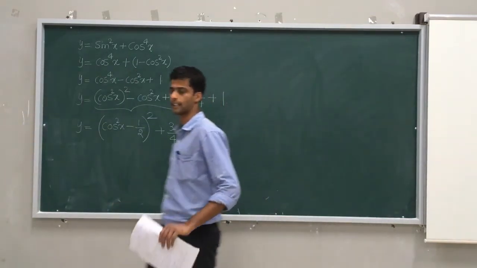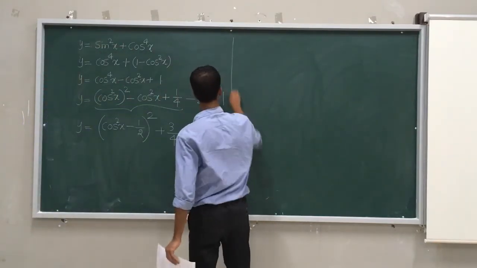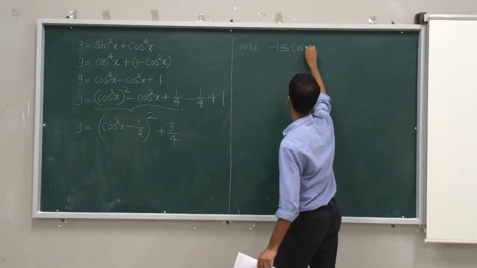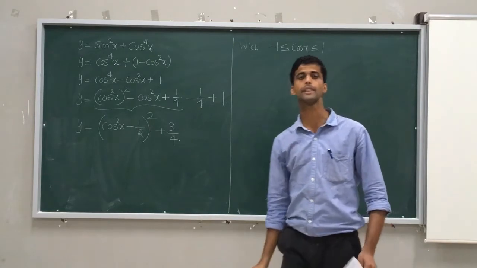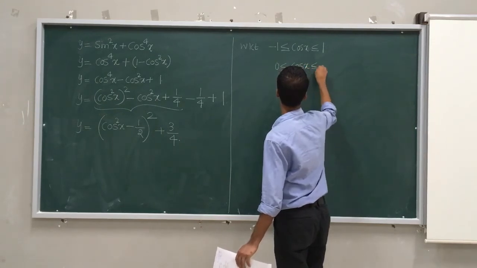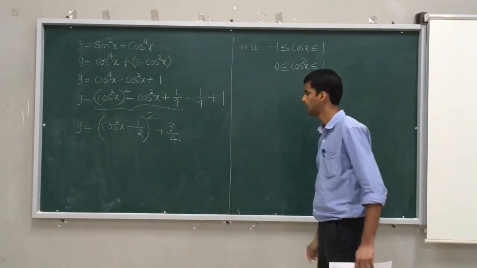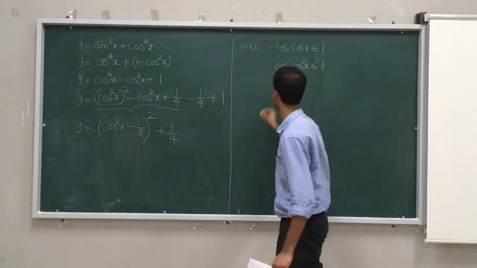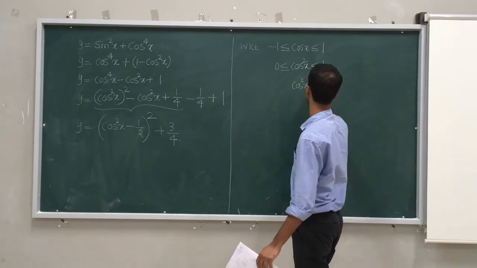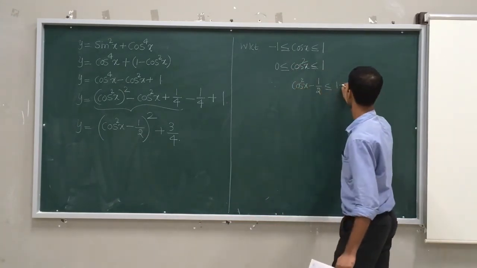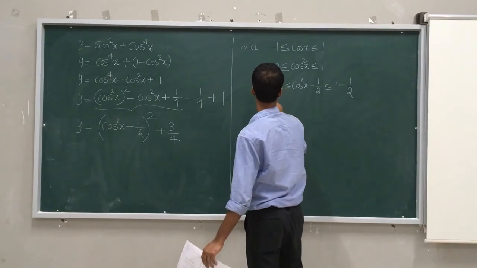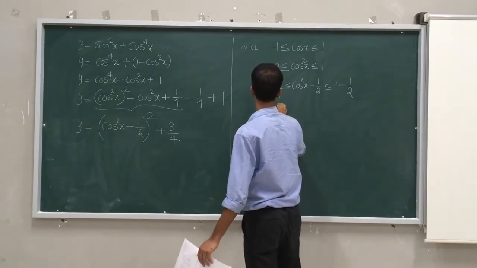Now we all know that cos x lies between minus 1 and plus 1. But when we square cos, it lies between 0 and 1. That's for cos square x. But here you have cos square x minus 1 by 2, which means I have subtracted 1 by 2. Therefore, it becomes 1 minus 1 by 2 on the upper side and 0 minus 1 by 2 on the lower side. That is minus 1 by 2.